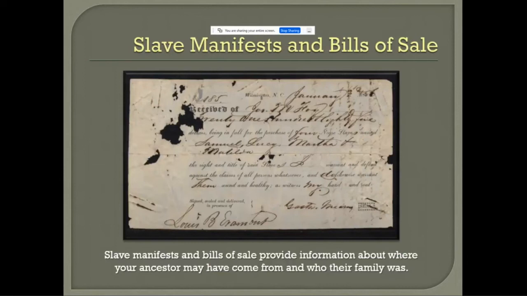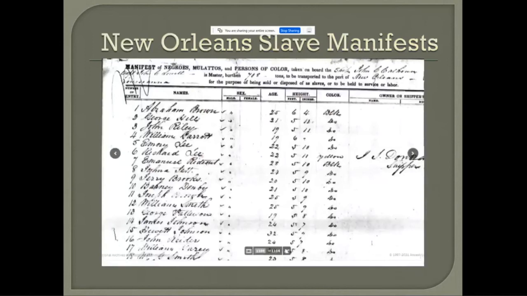Slave manifests, particularly in Louisiana, because life here was brutal and hard, people were importing slaves from typically the East Coast, Virginia, North and South Carolina. Slave traders would go up, buy slaves, put them on a ship, bring them down to New Orleans, offload them and sell them there. So there are slave manifests. They would be listed on a manifest, just like you would list all the cargo on a ship. Like I said, notarial records also have these.